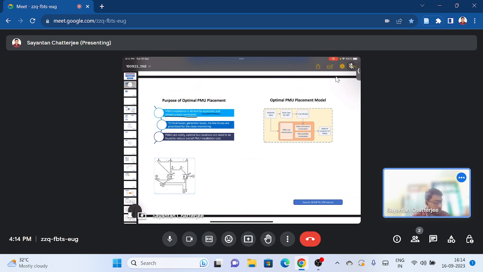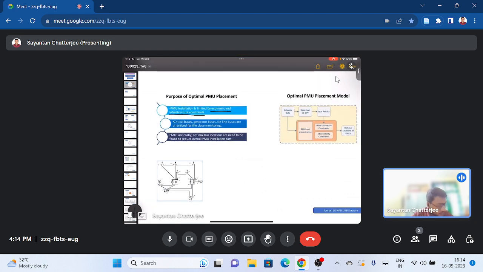Okay, it's fine. So mainly the limitation of PMUs: the purpose of optimal PMU placement is due to the economic and infrastructural constraints. There are many critical buses, such as generator buses and tie line buses, which need to be monitored closely, and priority should be given to these buses for monitoring.